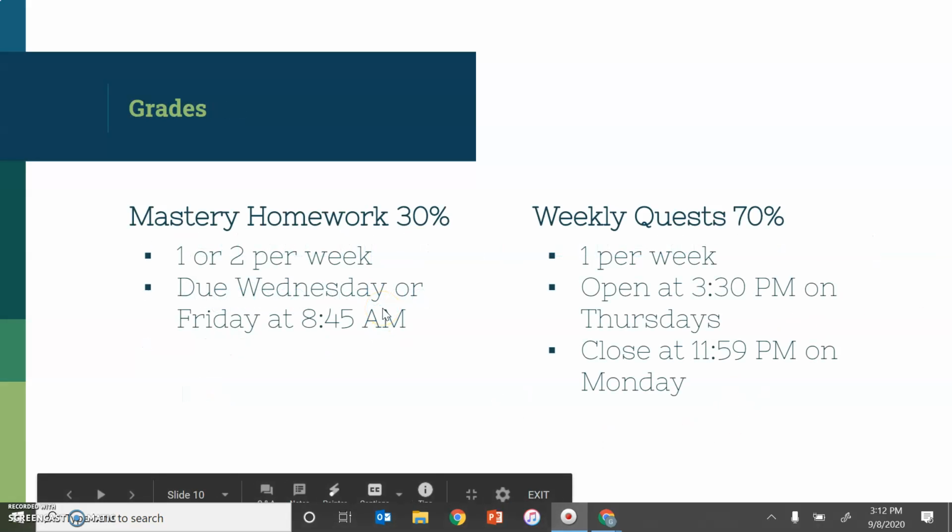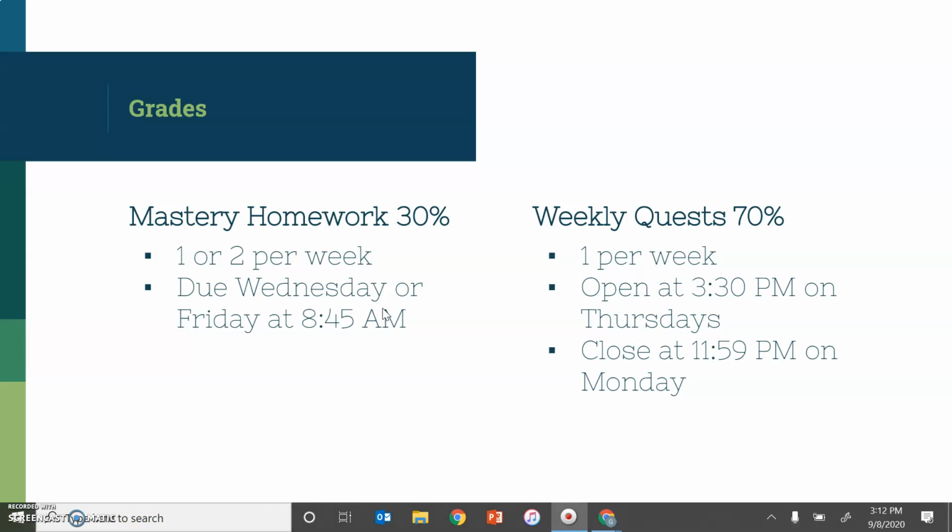Grades. So grades are composed between two different things: homework and quest. The mastery homeworks, they will have one or two per week, and the mastery homeworks will be 30% of their total grade. And then their quests, which will have one per week, will account for 70% of their grade. Quests will open up every Thursday at 3:30 in the afternoon, and they will be due on Monday at 11:59 p.m. So before midnight, they would have to turn those in. Mastery homeworks will be due one or two per week. Right now, they have been due on Fridays. When we get to doing two of them per week, they'll be due on Wednesday and Friday.